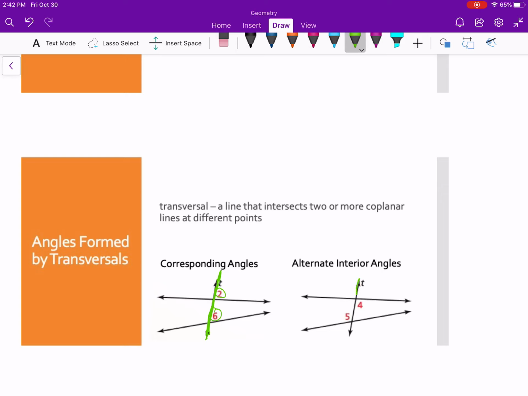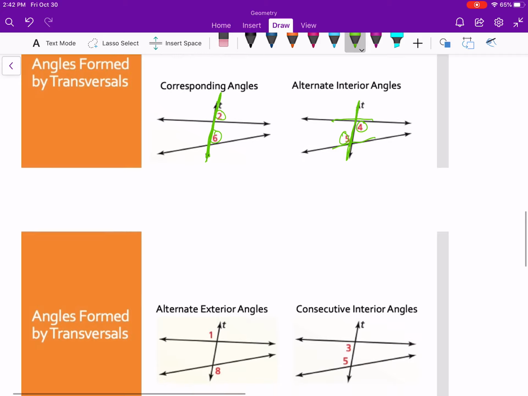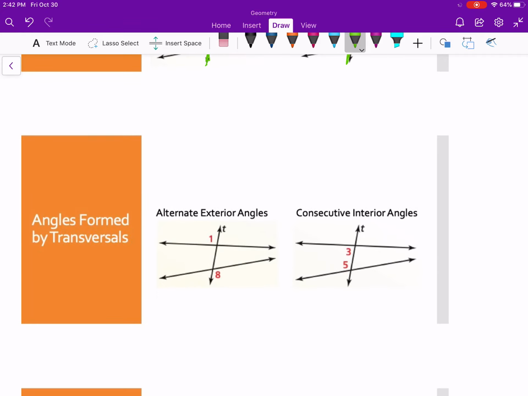Alternate interior angles, so we look at the transversal. Alternate means opposite, so they're on opposite sides of the transversal. Interior means inside, so they're inside those two lines. So opposite sides of the transversal, inside the other two lines. Alternate exterior, same thing except now on the outside. Different sides of the transversal and outside the two lines. And then consecutive interior. Consecutive means in a row, and interior in between those two, so they're right next to each other in a row between the two lines.